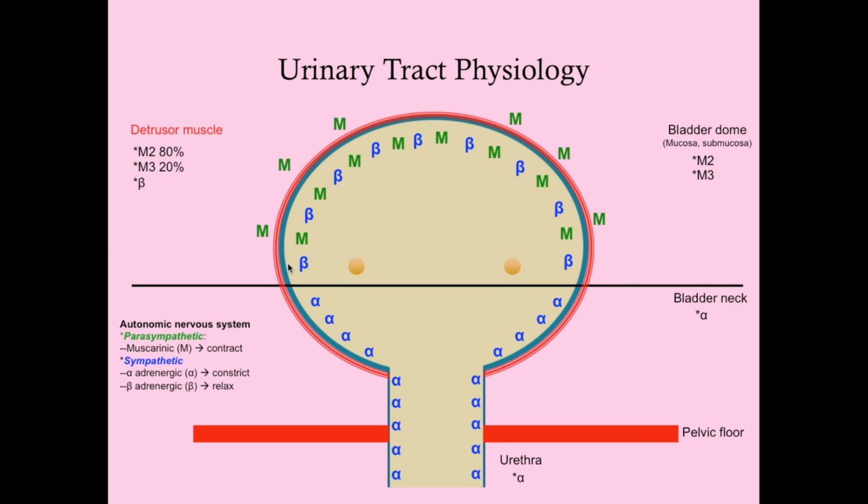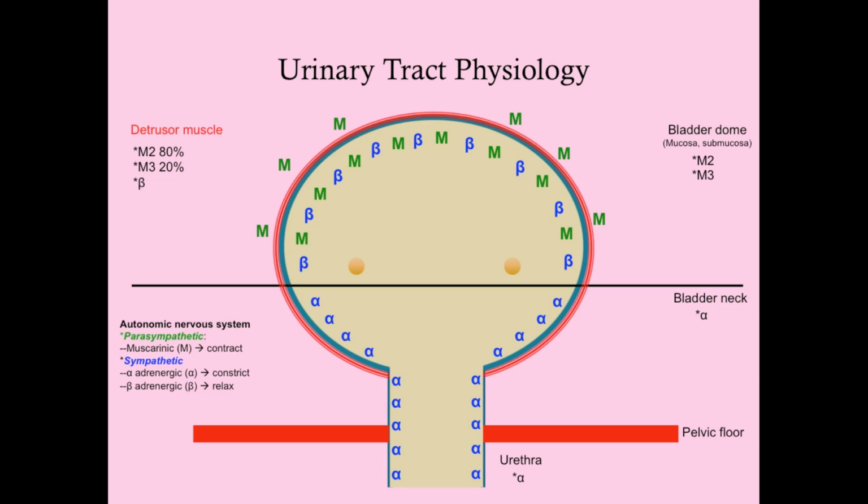Okay, and then the bladder neck and the urethra are innervated by the sympathetic nervous system, and they have alpha receptors. And when the alpha receptors are activated, they constrict. Okay, so why is it that the beta-adrenergic receptors relax and the alpha-adrenergic receptors cause constriction? Doesn't that sort of work in opposite directions? And the answer to that is no. So when the beta receptors are activated, they cause relaxation of the bladder dome. So they're going to allow the bladder to become more compliant.